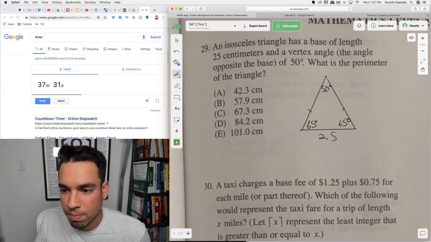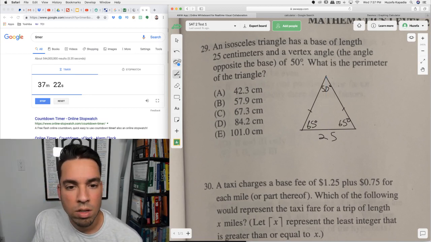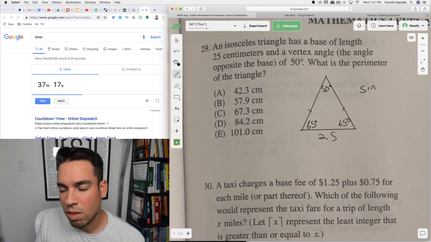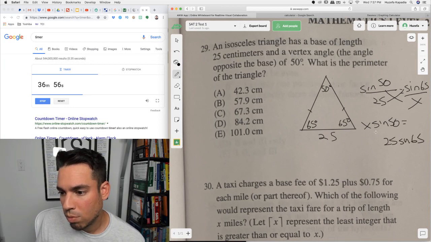Okay, so I'm going to draw an altitude down. Is there a better way for this? Hold on. Oh, yeah, we could use the law of sines. So check it out. The law of sines says sine of 50 over 25, sine of this over opposite, equals sine of 65 over x, which would be either of those sides. Let's cross multiply. We get x sine of 50 equals 25 sine of 65. And then we divide both sides by sine of 50, and we get our x value.